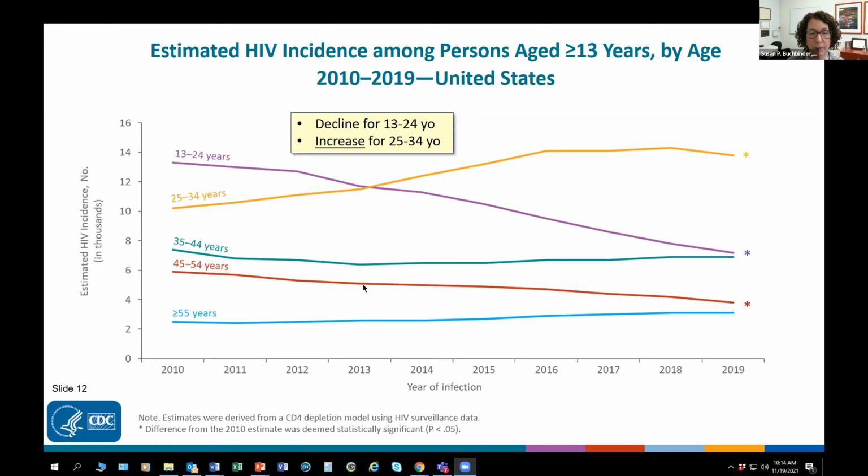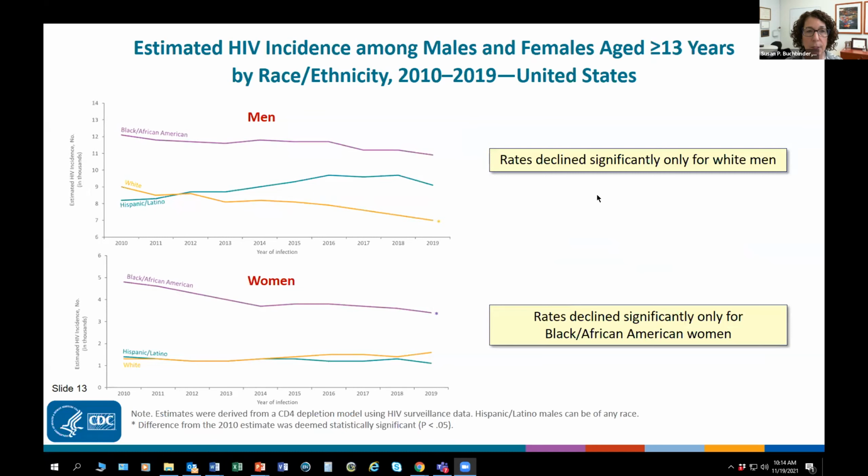and a more modest but still statistically significant decline in the 45 to 54-year-old age category. But if you look at the 25 to 34-year age category, we've actually had a statistically significant increase in new diagnoses. And if we look at race and ethnicity by men on the top and women on the bottom, the only male group that's gone down in terms of the rates of HIV infection are white men.